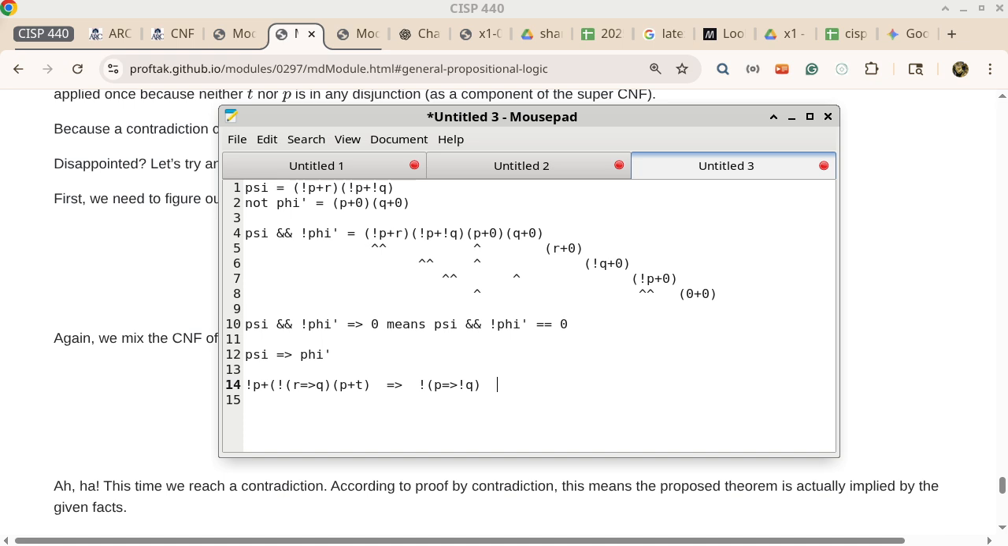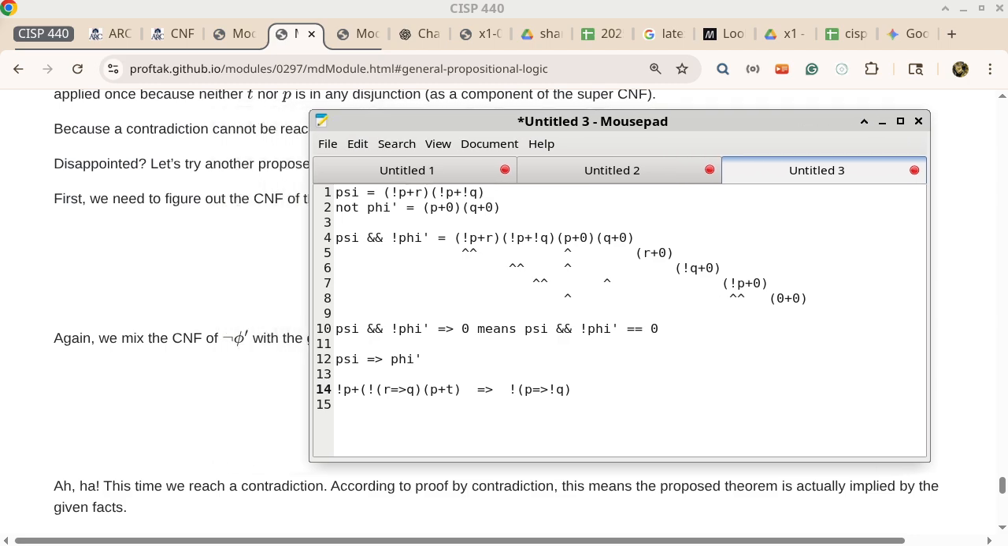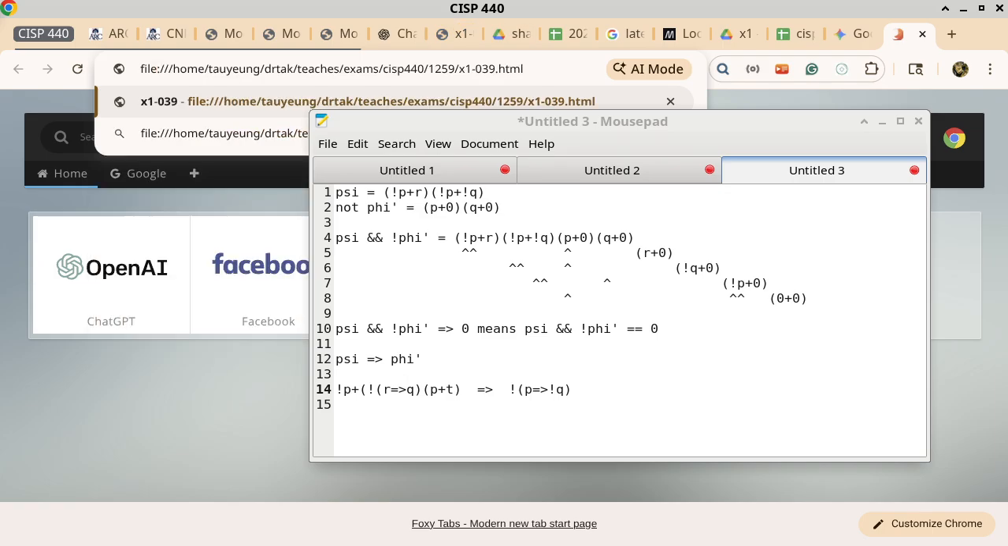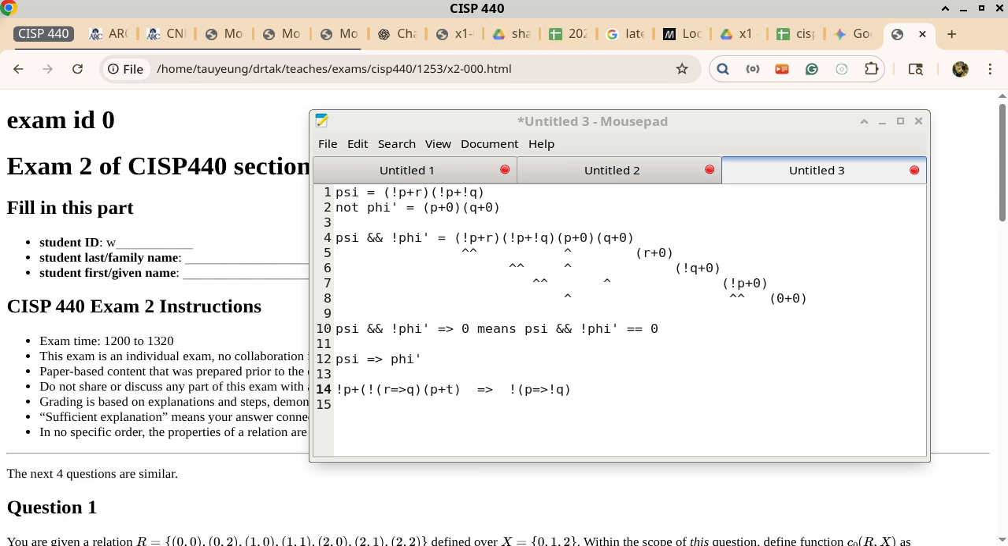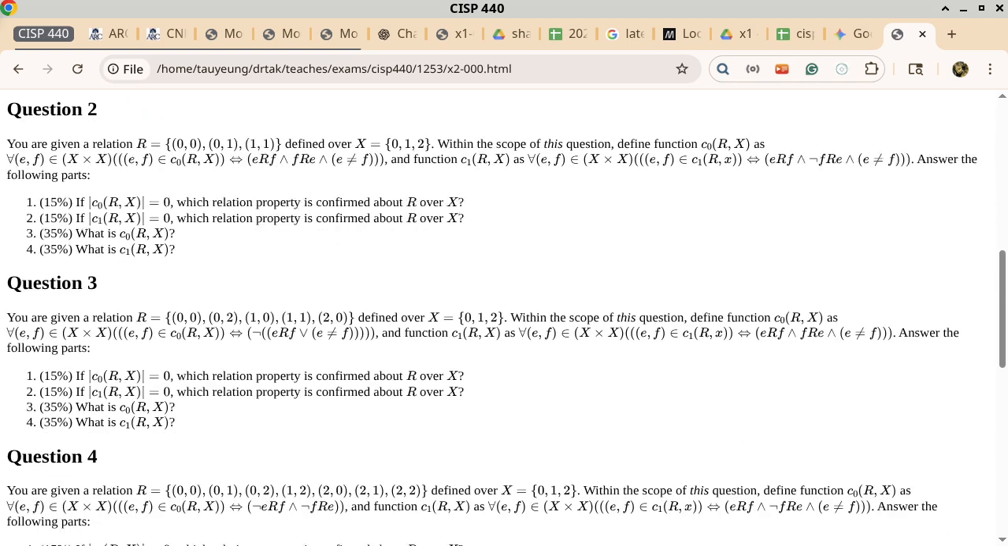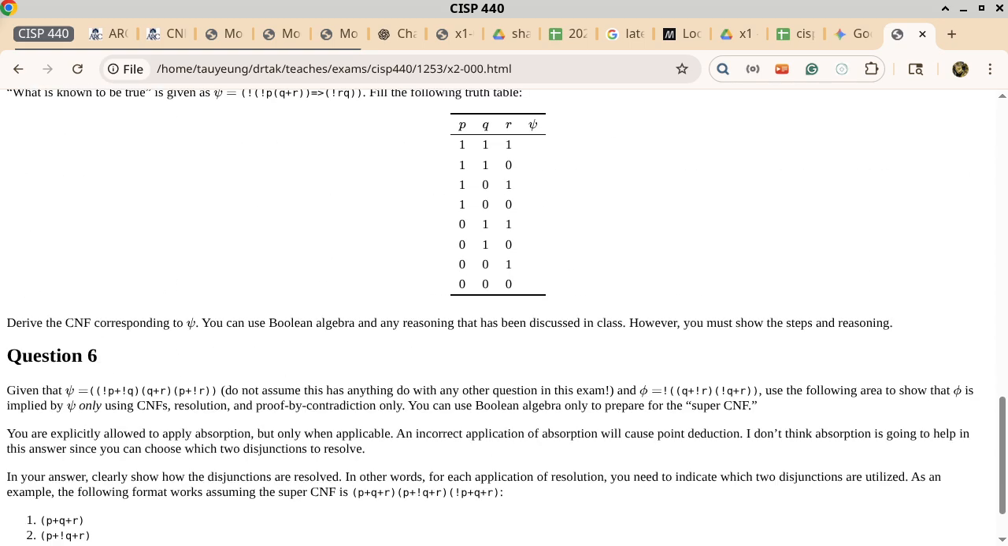All right, so maybe we can take a look at what the previous semester had for exam 2. Maybe that will help a little bit. So I can go ahead and find that first file. This is CISP 440, the previous semester. This is exam 2. We'll take a look at one variation of exam 2 from last semester. And then we minimize this. All right, so we'll deal with the other one later.